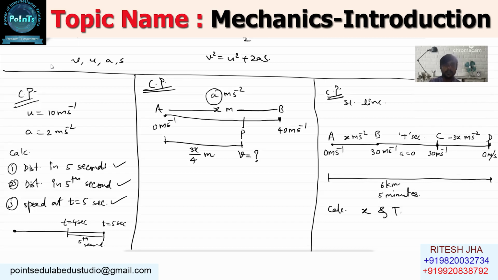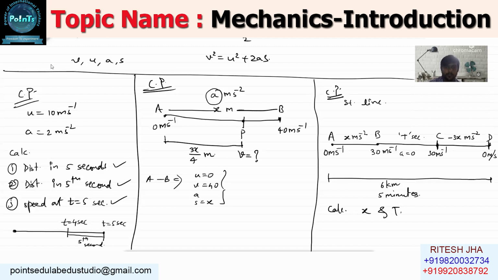Did you get the value for speed at point P in the second question? I think it's 30 meters per second. I'm not sure. Even I have to do that. Okay, so see, when I'm considering A to B, for A to B, U is 0, V is 40, A is something, and S is equal to x. So which formula should I use? By seeing U, V, A, S, which formula should I use?